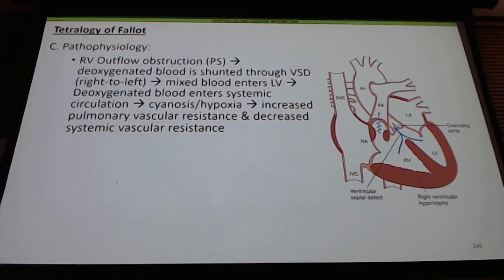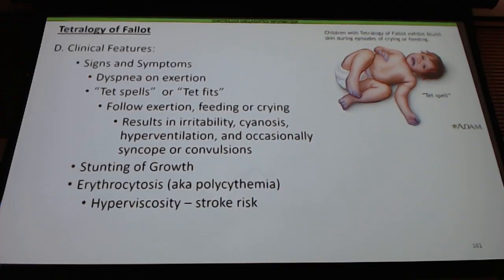And then we talked about the pathophysiology of this condition, why we see what we do. We talk about TET spells, which is anything that increases the preload, so things like irritability, crying, and feeding tends to cause the cyanosis to get worse. So you try to minimize the baby getting upset, but it's difficult to manage. You have to feed them. It's hard to comfort them when they're crying.